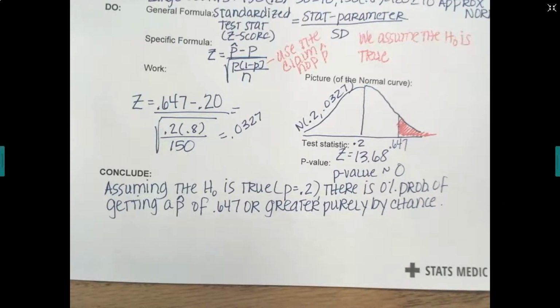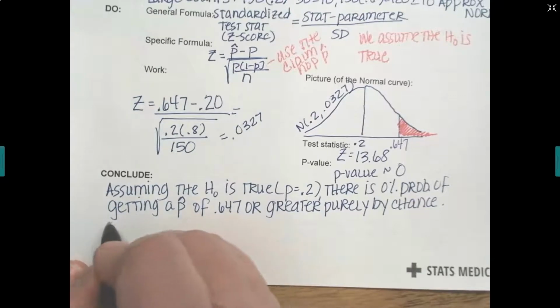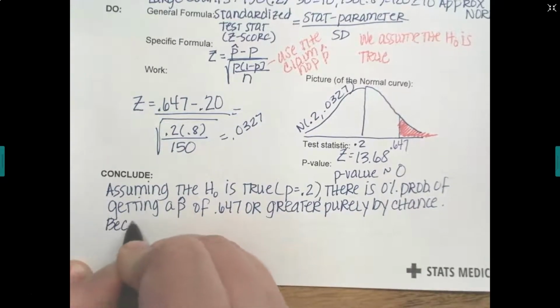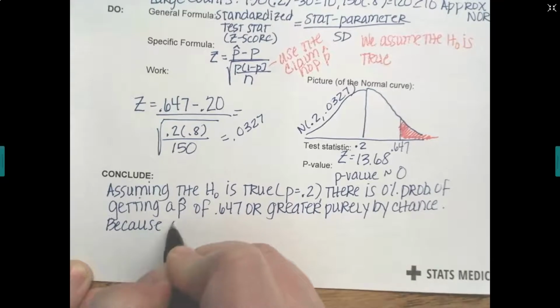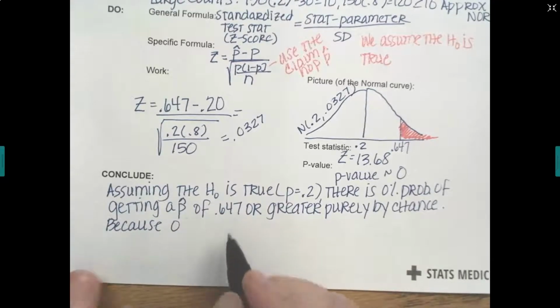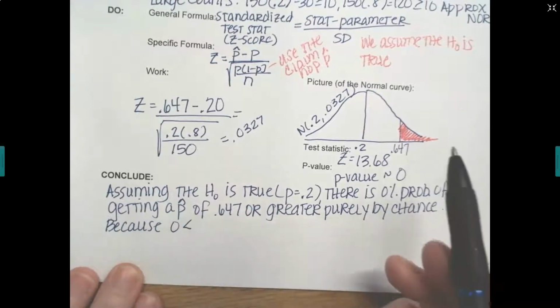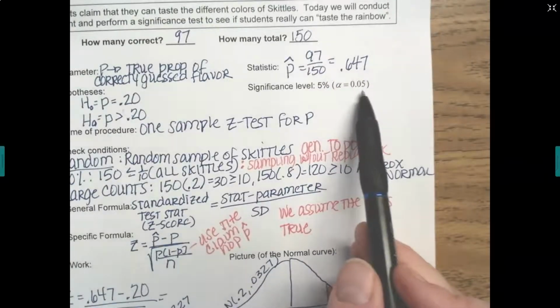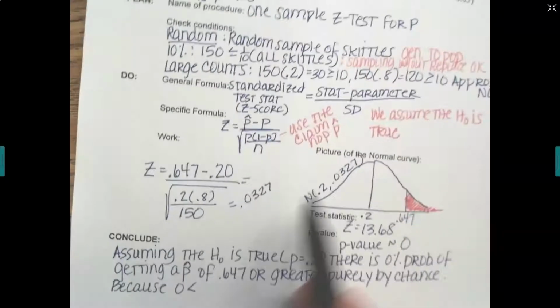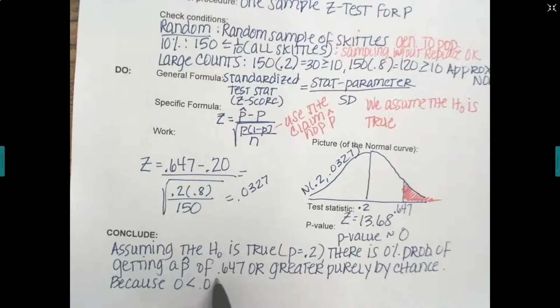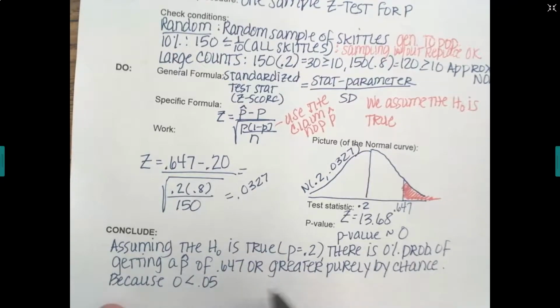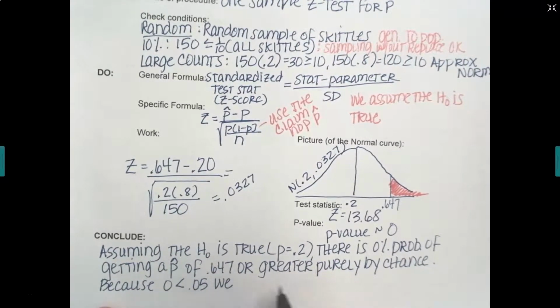Okay, so because our p-value, 0, is less than, and then we're going to compare it to that alpha that we had up here. That's that 5% that we've been doing all the time. 0 is less than 0.05. That makes it really unusual. That means we don't think the null is true, so we reject the null.